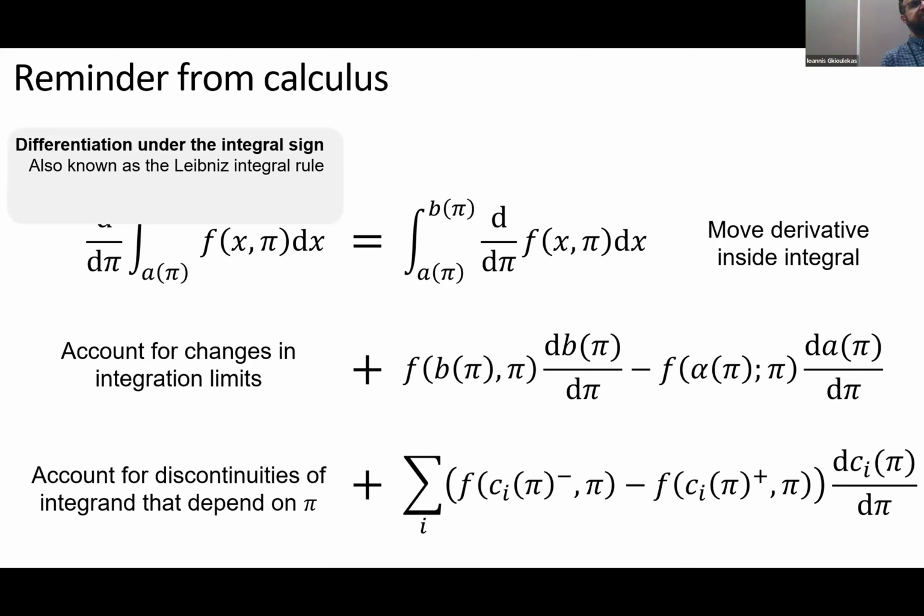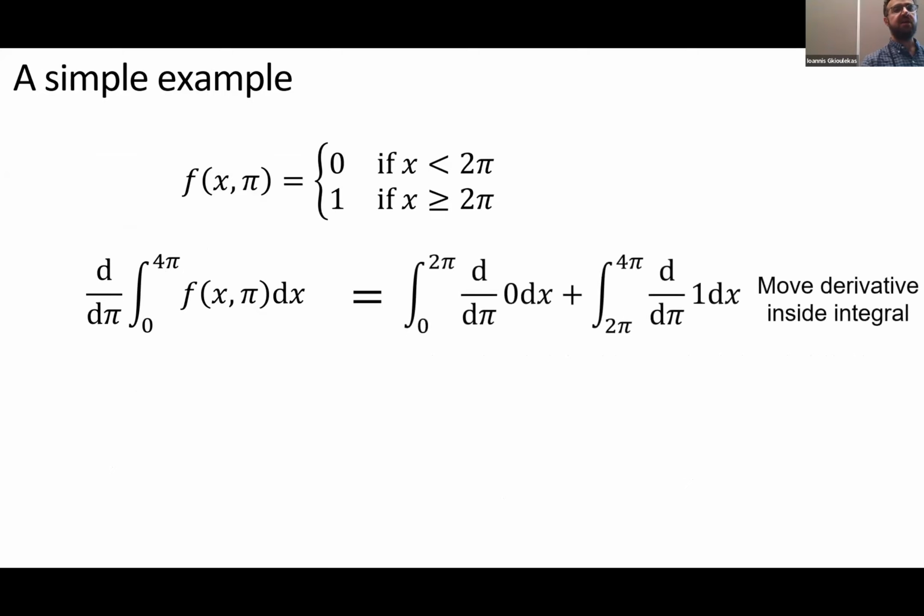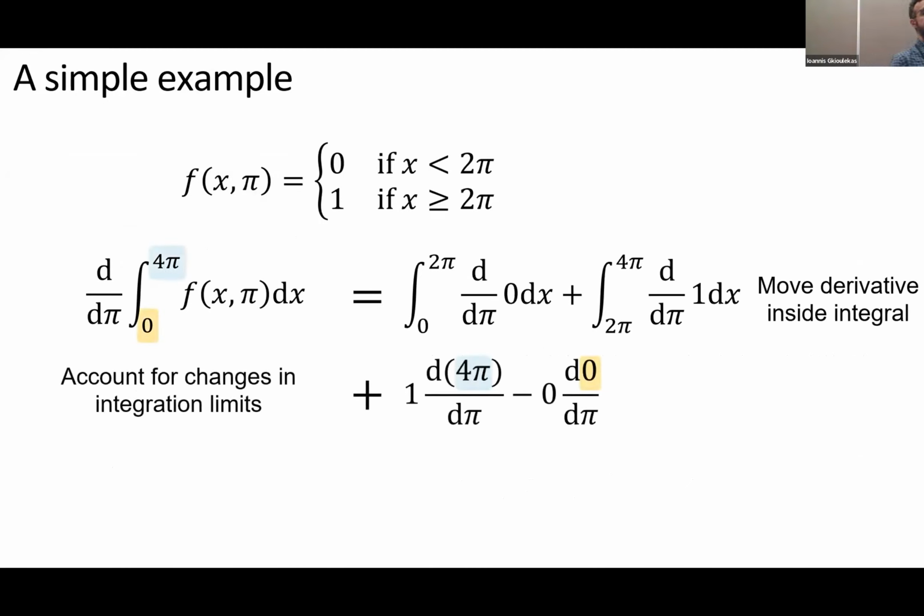Okay? Simple calculus. Just an example to make sure that everyone absorbs this. I have to differentiate this function that shows up in all of the problems we had before. The function that's discontinuous at some location 2 pi, and I'm integrating from 0 to 4 pi. For differentiating with respect to pi, I first have the first term, which is to move the derivative inside the integral. Then I have the second term, that's differentiation of the integral limits.